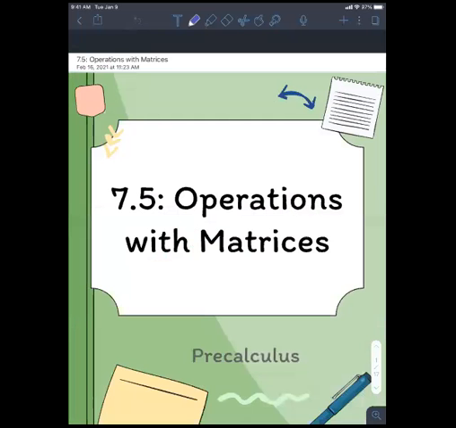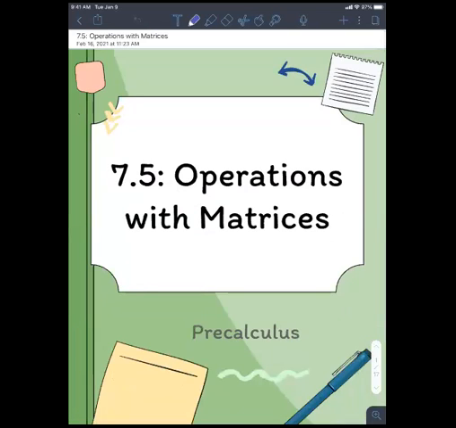All right, 7.5 operations with matrices. So we're going to be doing adding, subtracting, multiplying, and dividing. And we lost somebody, but I don't know who. Okay, now I know who. And if you need a calculator, it's desmos.com/matrix. Cool, cool.